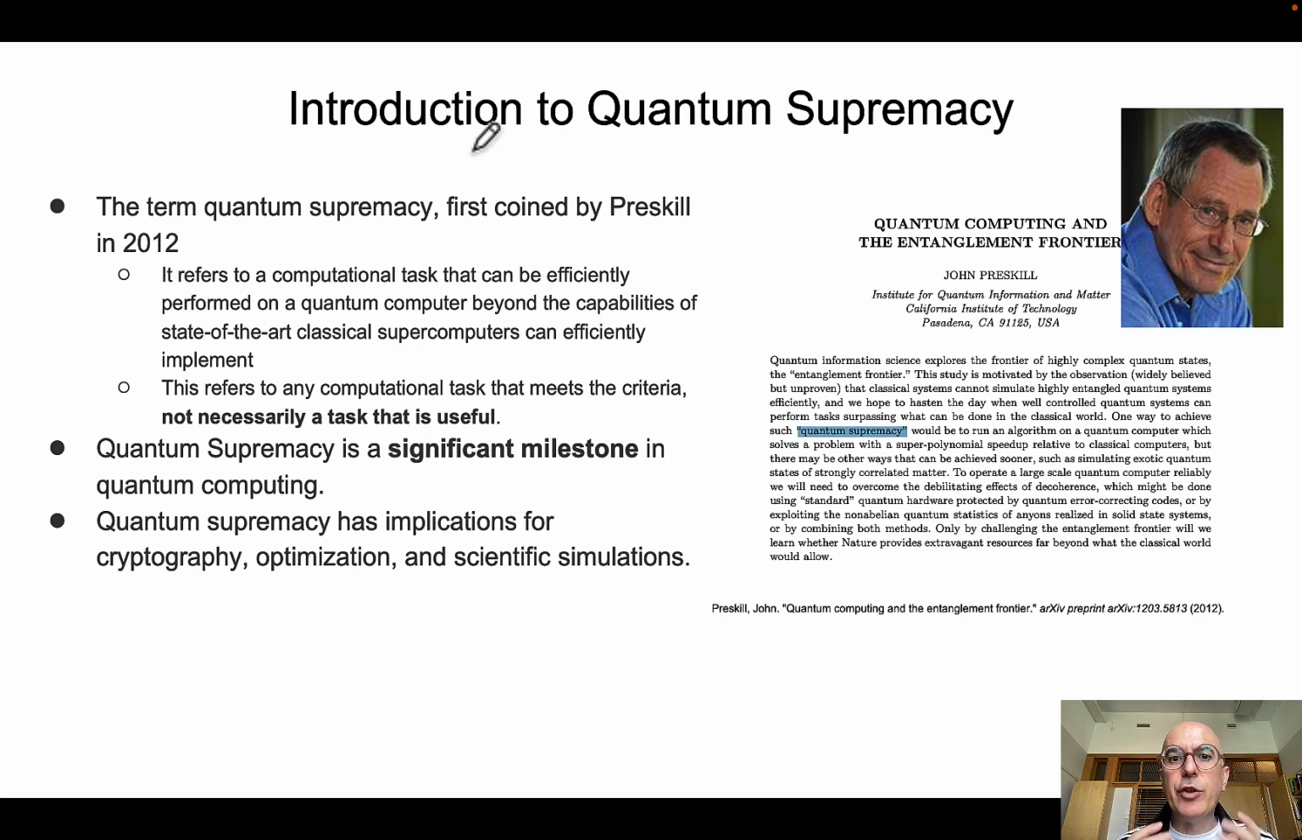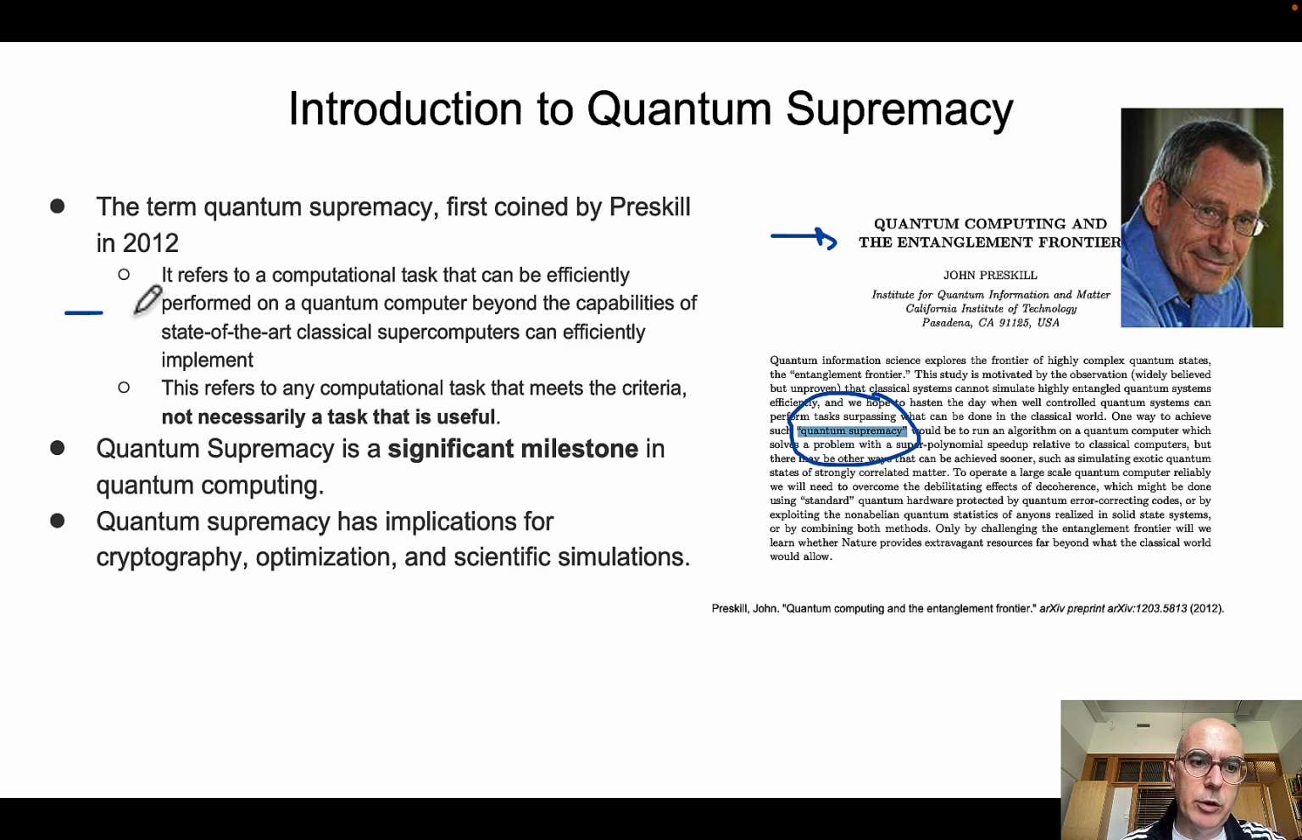So where does the term quantum supremacy come from? Well, the term quantum supremacy was first coined by Preskill in 2012. There is a very important article called Quantum Computing and the Entanglement Frontier that introduced the term. But what does quantum supremacy mean?